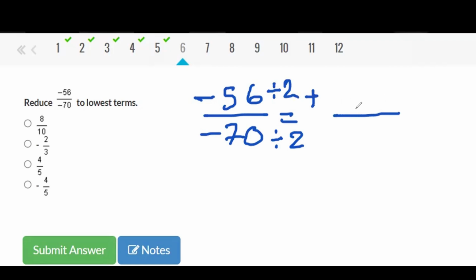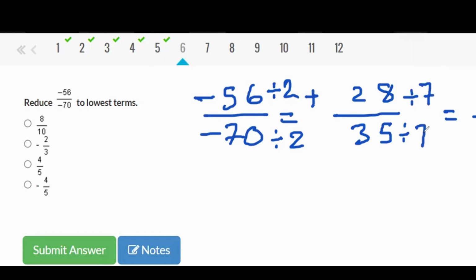What's 56 divided by 2? That is 28. Yes, and 70 divided by 2 is 35. Yes, and those can be divided by what number? Both? 3 again? No, 2.